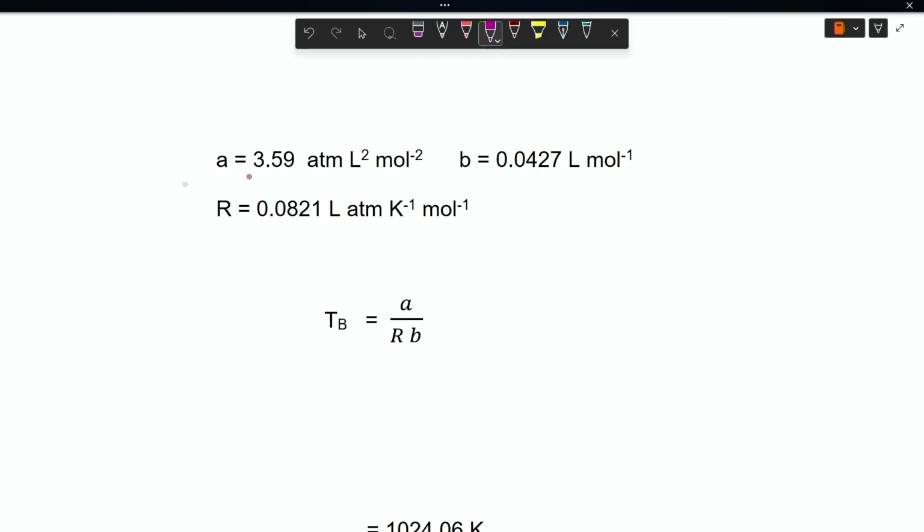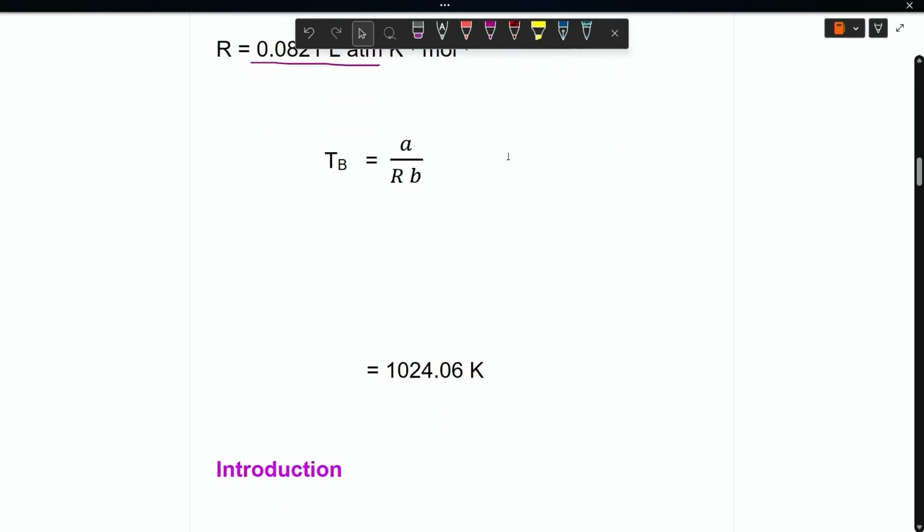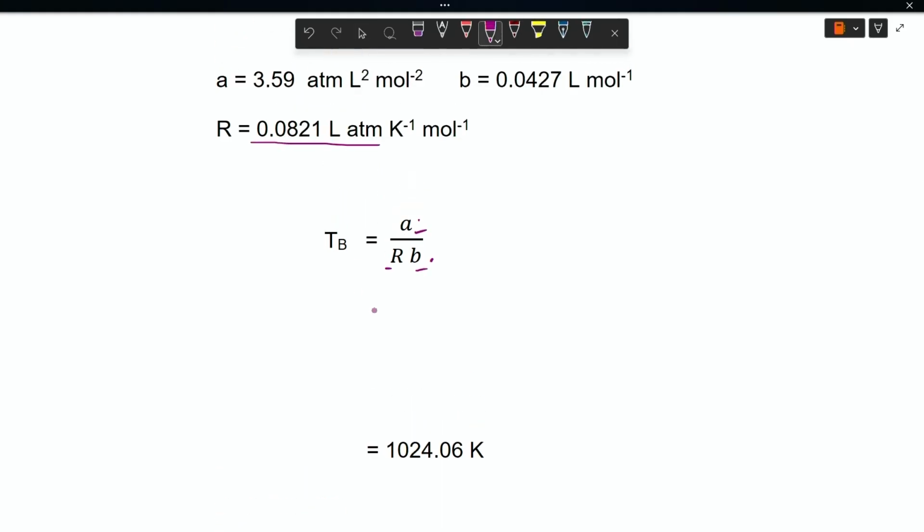Now, I have taken the data. A is equal to 3.59 atmosphere liter square mole raised to minus 2, B is equal to 0.0427 liter per mole, and R is equal to 0.0821 liter atmosphere per Kelvin per mole. Now, we will go for the equation. The equation is TB is equal to A by RB, where A and B are van der Waals constants, R is the universal gas constant, and these values are given in the data.